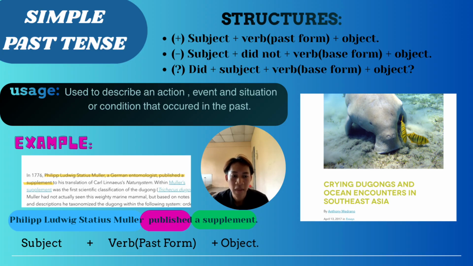Let's look at our example. Philip Ludwig Statius Müller published a supplement. Here, the subject is Philip Ludwig Statius Müller, the verb is publish, and the object is a supplement. It clearly tells us an action that happened and finished in the past. From the article, it states that it is in 1776. That's all for the simple past tense.